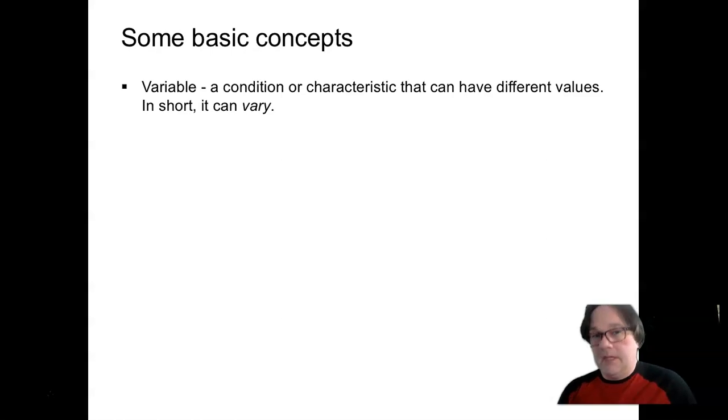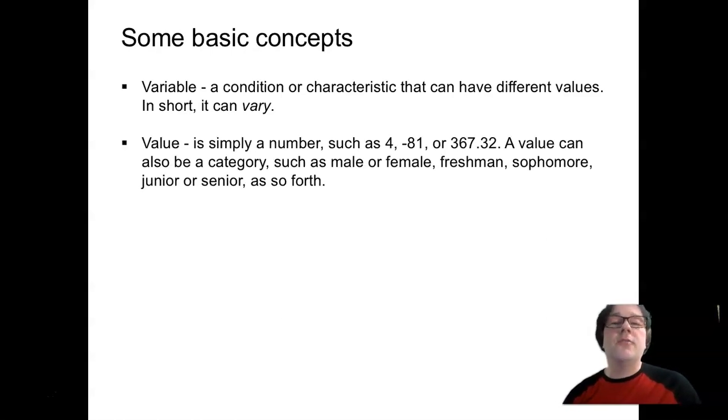Okay, so a variable, again, is any condition or characteristic that can have different values. In short, it can vary, as the name suggests. Value is simply a number, such as 4, -81, or 367.32. It's simply a number. A value can also be a category, such as male or female, or freshman, sophomore, or senior, or small, medium, large, extra large, so on and so forth.